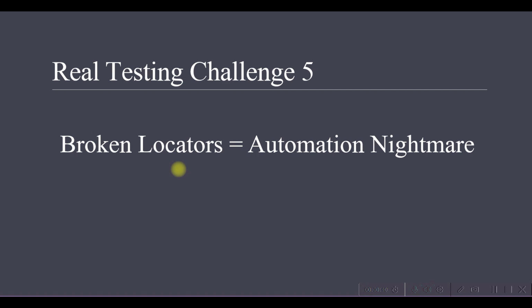So let's understand one scenario. Imagine you have 2000 automation test cases, and even regression execution is scheduled. But suddenly, after one UI update, hundreds of scripts start failing. And this is not because functionality is broken. This is because the locator got changed. And that's the problem, right?